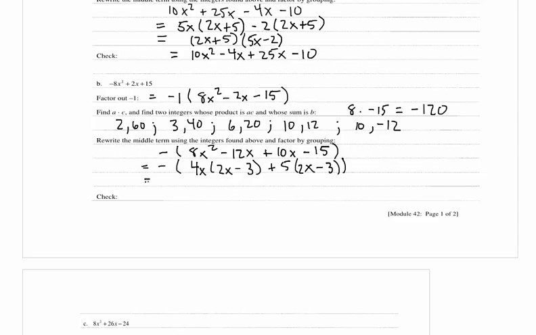And now we have the negative out front, and we want to factor out our binomial of 2x minus 3. So we have negative times 2x minus 3 times 4x plus 5. And now they want us to check. So we're going to have negative, and now we FOIL our two binomials, and we get 8x squared plus 10x minus 12x minus 15. And that's the polynomial that we started off with.